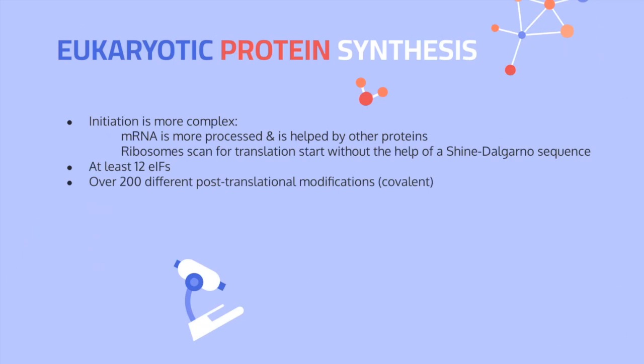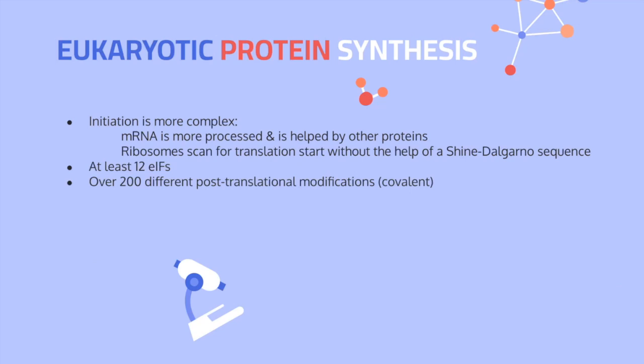Now for eukaryotic protein synthesis. There are a few differences. For example, the initiation is going to be more complex. How so? The mRNA is going to be more processed even before starting the translation, and the translation is helped by other proteins. So it's not only going to be ribosomes and RNA.